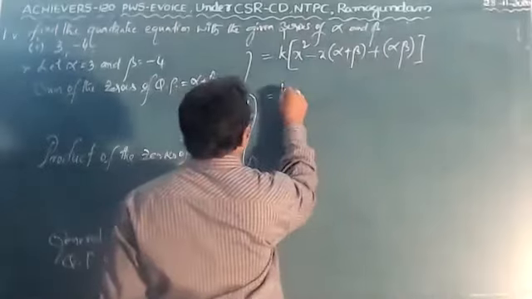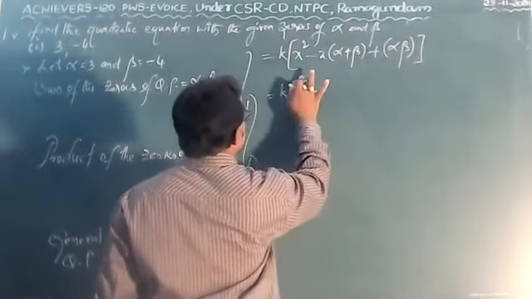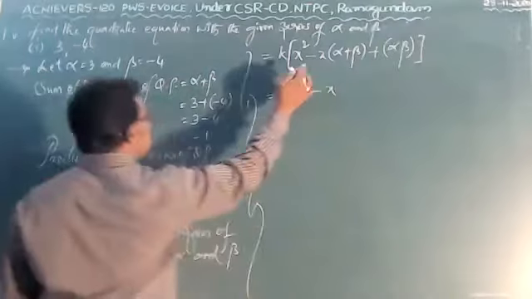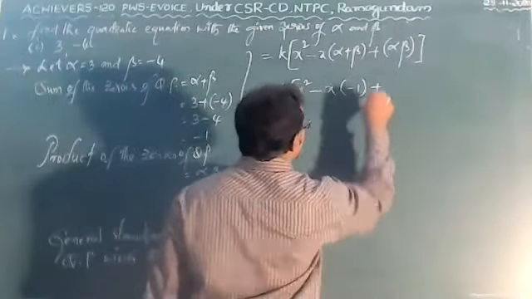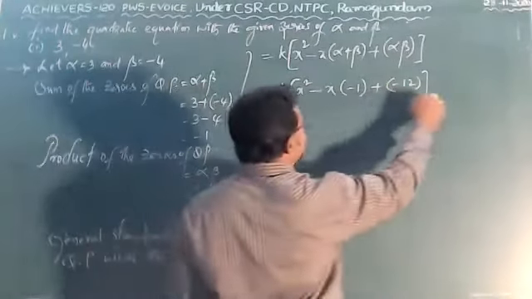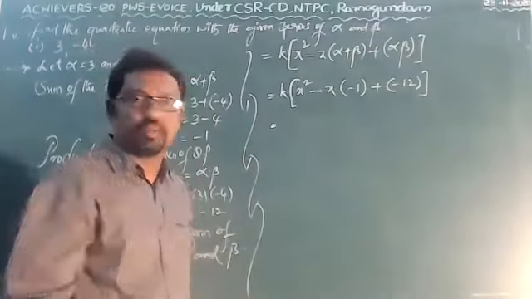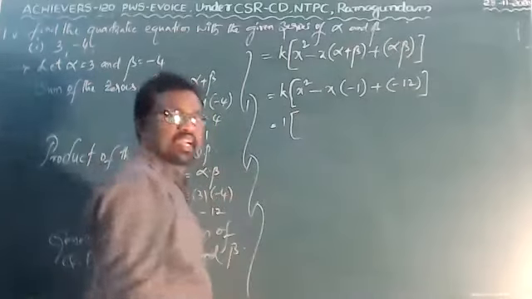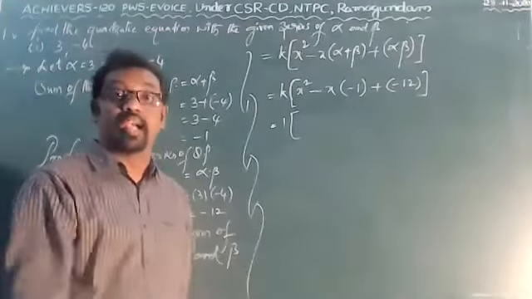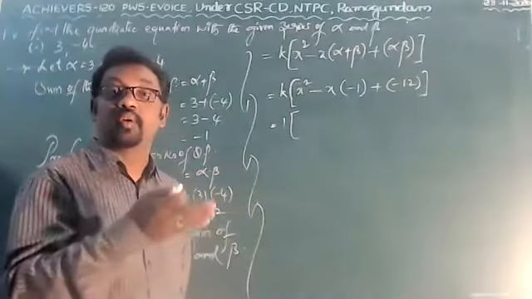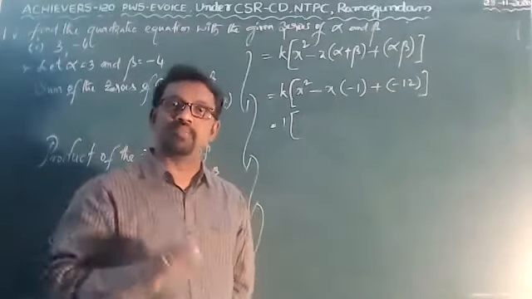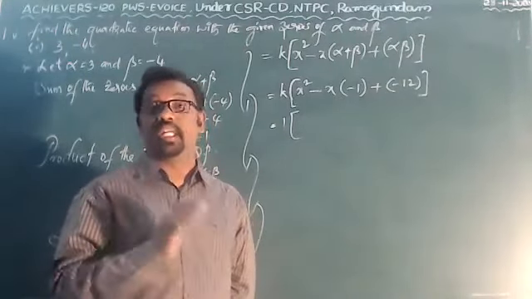Here, k into x square minus x, take a square bracket because the braces are already open. The sum of the zeros is minus 1 and the product of the zeros is minus 12. Now, is there any denominator? There is no denominator, so k becomes 1. If a denominator is there, say 5, then k is 5; if the denominator is 7, k becomes 7. That is the standard constant.